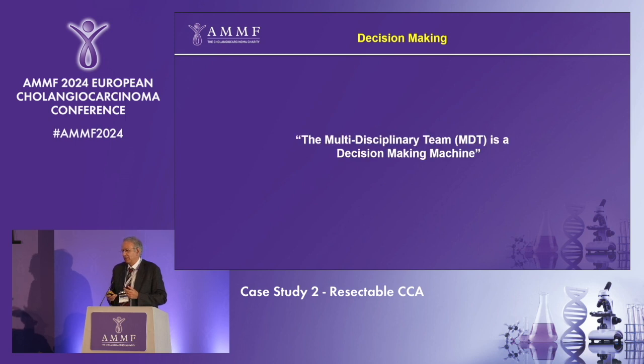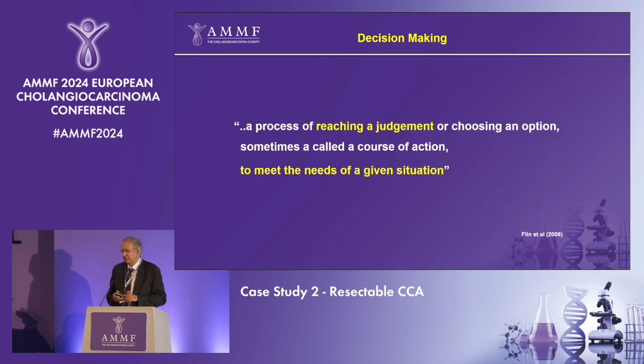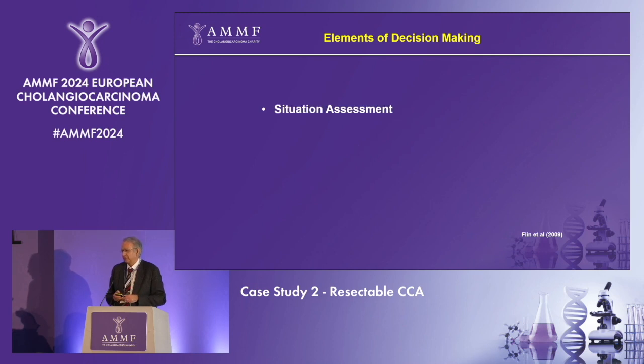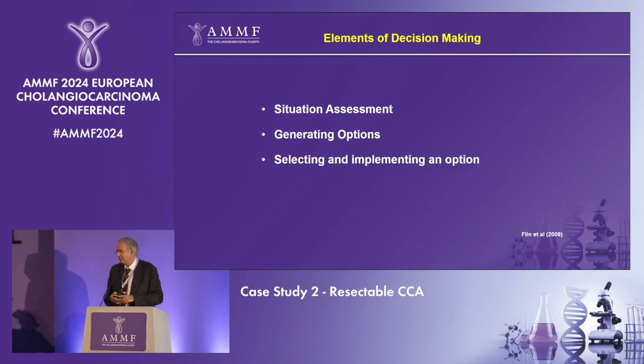Okay, so the MDT is essentially a decision-making machine. That's what it's about, fundamentally. And the idea of decision-making is reaching a judgment with whatever situation you're faced with. And that has a number of elements to it. So you need to assess that situation, then generate a few options. Hopefully there are options here. There certainly were many options for the advanced disease. You've got to select an option, and you hope that option was right. You certainly should review your outcomes and at some stage publish those outcomes, I guess, if you're a clinician.